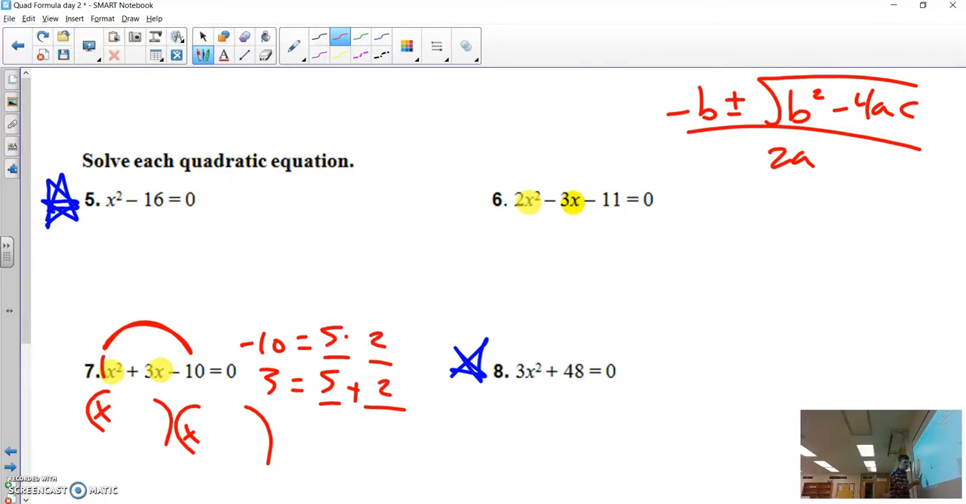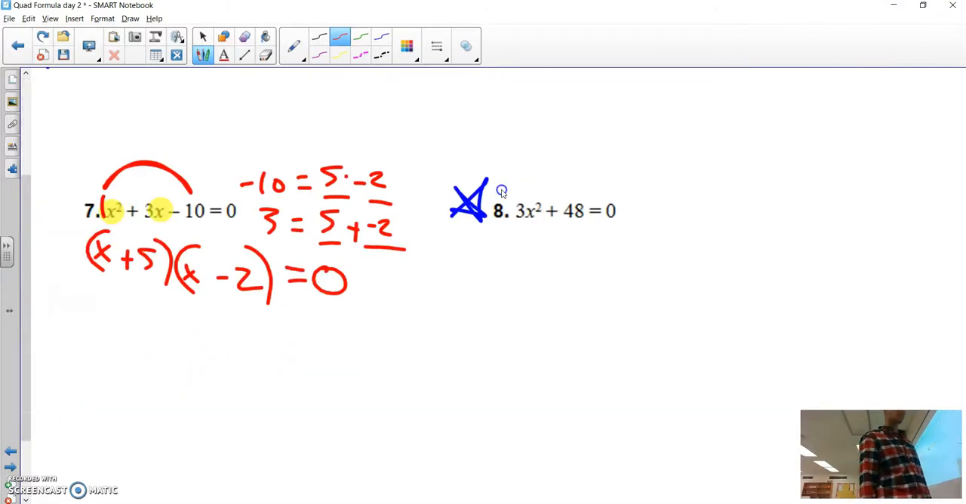But where should the negative be so that I get 3? -5 plus 2? Or is it 5 minus 2? Yeah, that's what we want. So (x + 5)(x - 2) = 0. Okay? So I'm going to scroll down for just a second just to give myself a little bit more room.